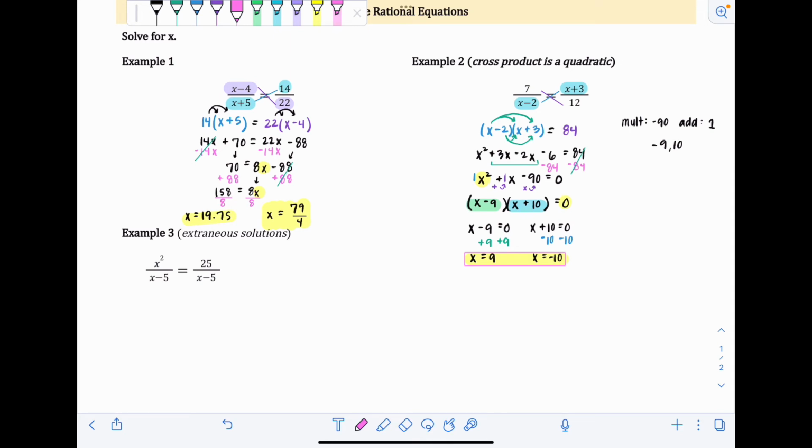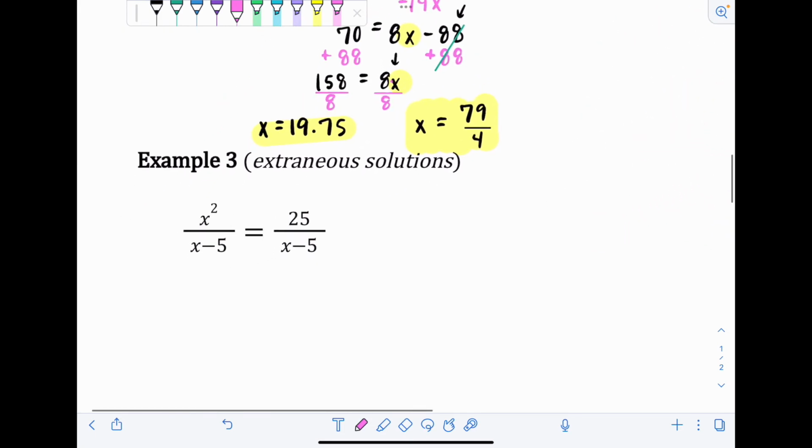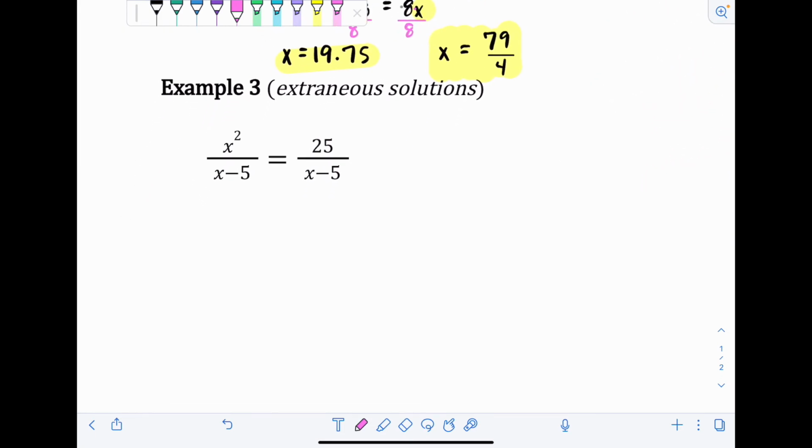So last problem, example 3, is just an example that has what's called extraneous solutions. I know we've talked about it a few times throughout the year, but it's essentially solutions that don't work for the problem. So x squared over x minus 5 equals 25 over x minus 5, so we'll approach it the same way we have with the rest of them. We'll cross multiply. So the first diagonal is 25 times x minus 5.